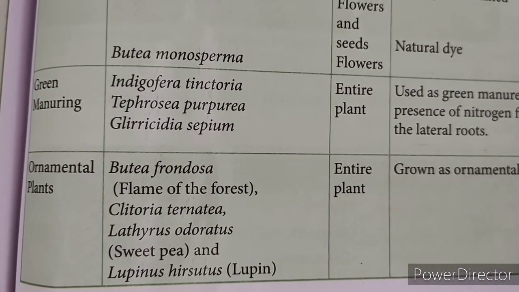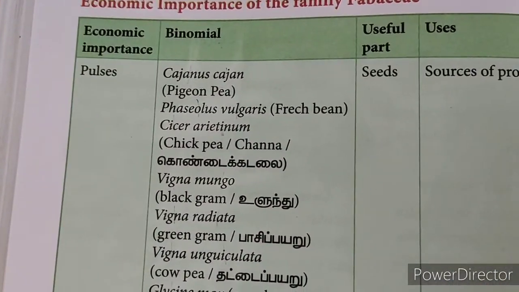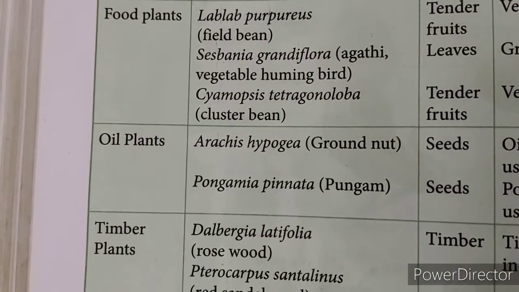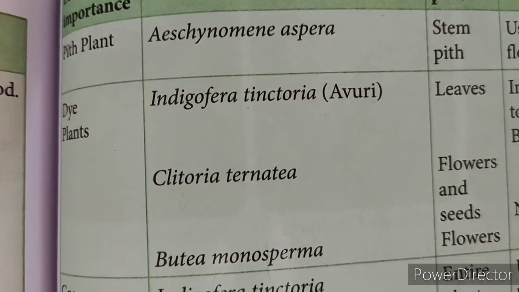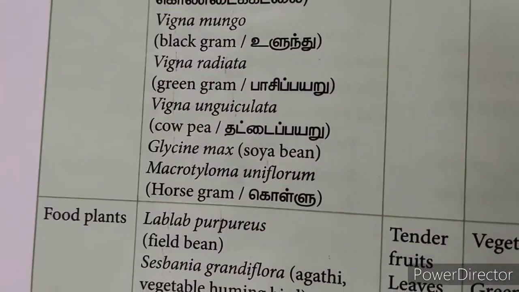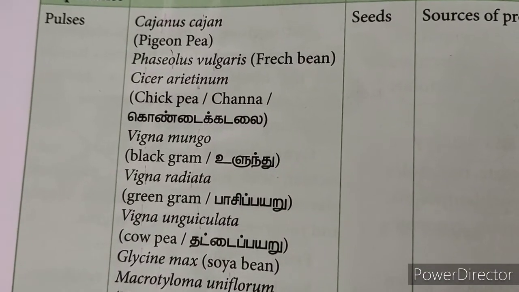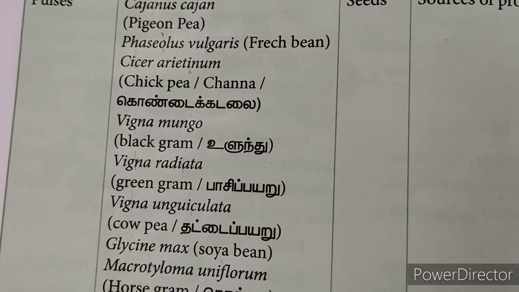With this we complete the economic importance of Fabaceae, that is, it provides us pulses, food plants, oil plants, timber plants, medicinal plants, fiber plants, pith plant, dye plants and green manuring. So we get a lot of beneficial products from this family Fabaceae. Now let us continue with the next topic.